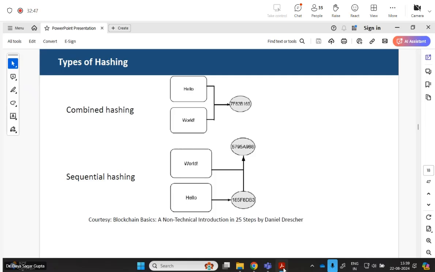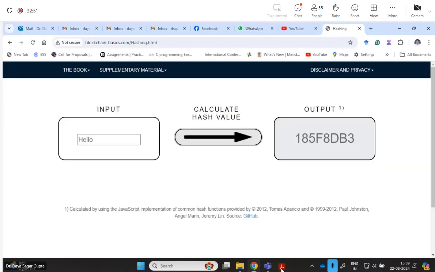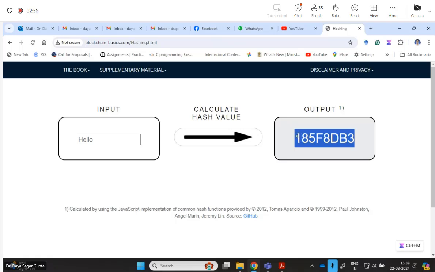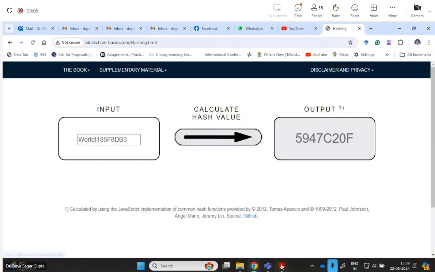Now we are going to combine this hash value with the word "world" and an exclamation mark. I'm copying this value and putting it here, WORLD with the exclamation mark, and I'm coming with this one. Now if you try to find the hash, it will be like that.